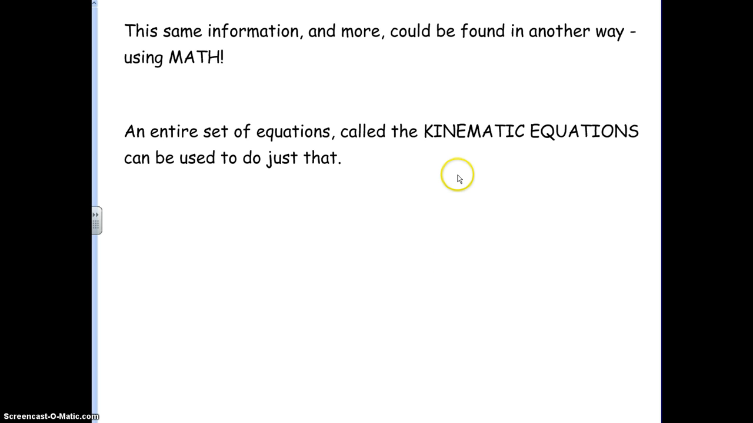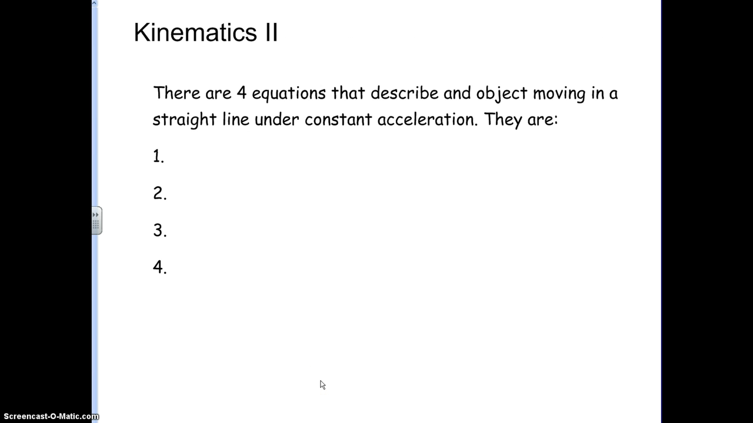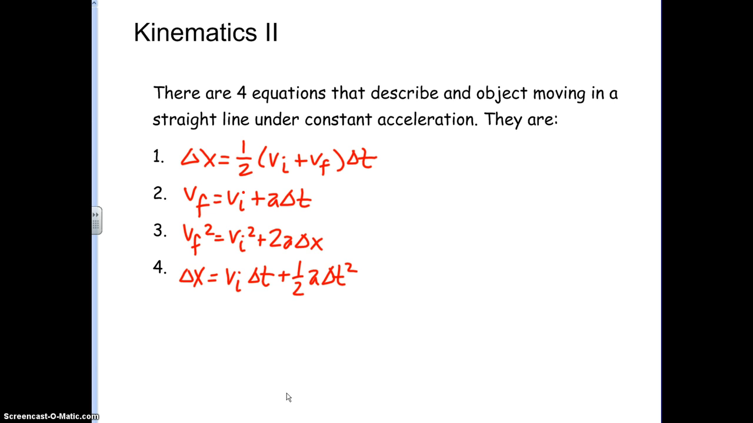And so we have a whole set of equations that we can use to do that, called the kinematic equations. So let me tell you a little bit more about them. There are actually 4 kinematic equations. These 4 equations can only be used if we know something's moving in a straight line under constant acceleration, and they look like this. Okay, so these are the 4 kinematic equations, and they look really scary, but they're not actually that scary. Once you get the hang of what to do with them, they're really great because they make the job of finding the area under the curve quite a bit easier.